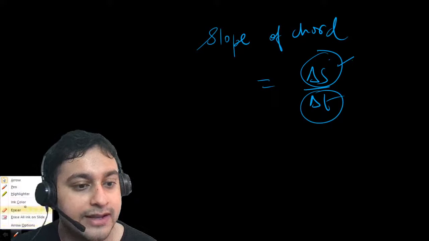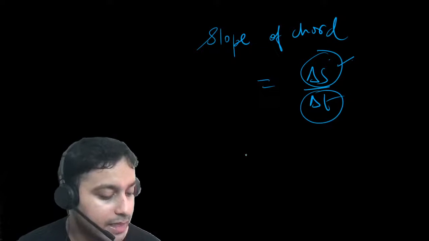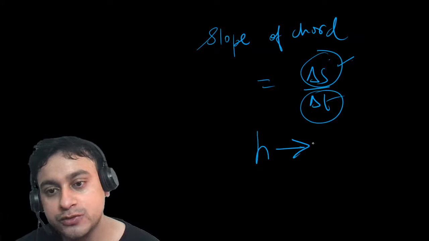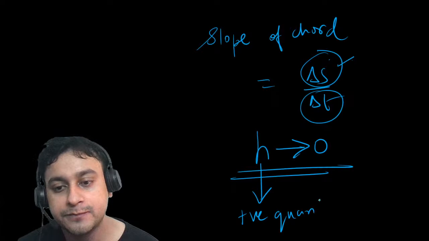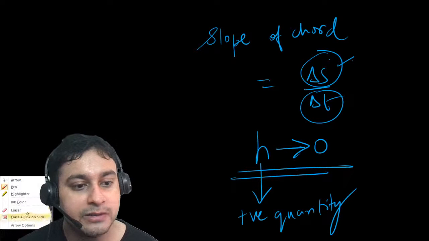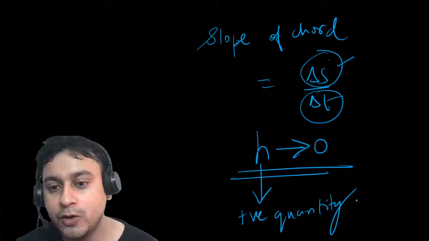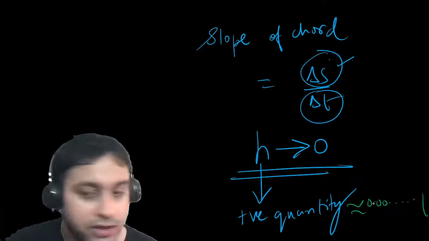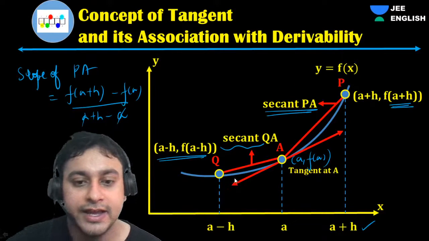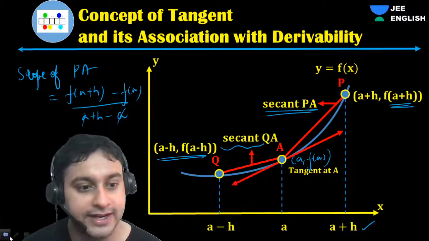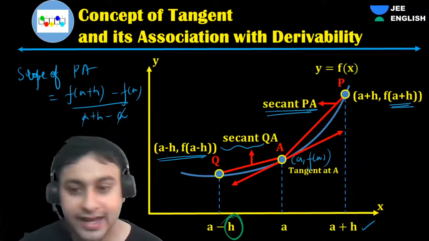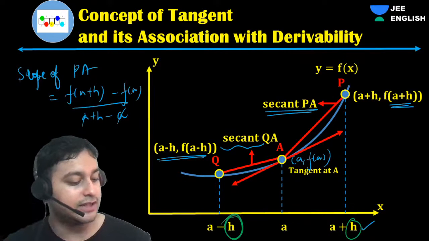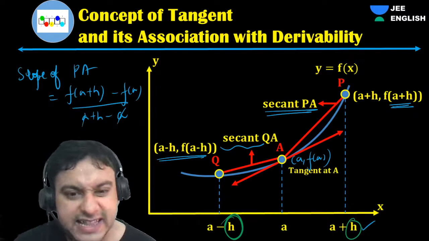Now guys, in mathematics, I have told you in the limits chapter, h tending to 0, obviously h is a positive quantity. I have told you, positive quantity. What is that positive quantity approximately, guys? 0.000001. That is always positive. So we can definitely say that a minus h will obviously be on the left hand side, because I have assumed this h to be positive, my dear friends. And a plus h will be slightly more than a.